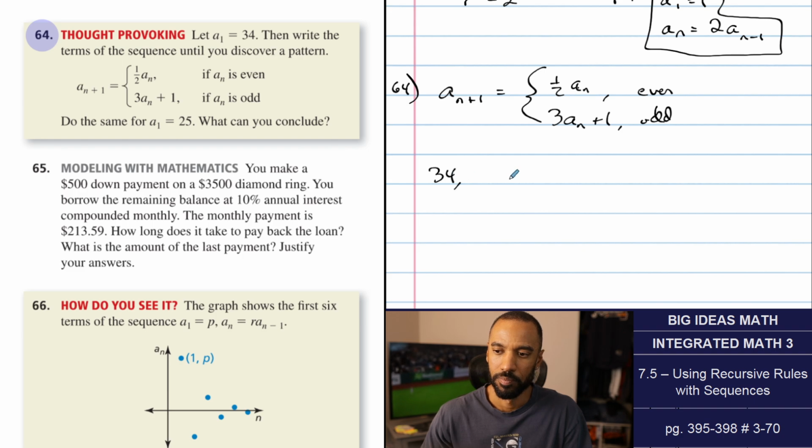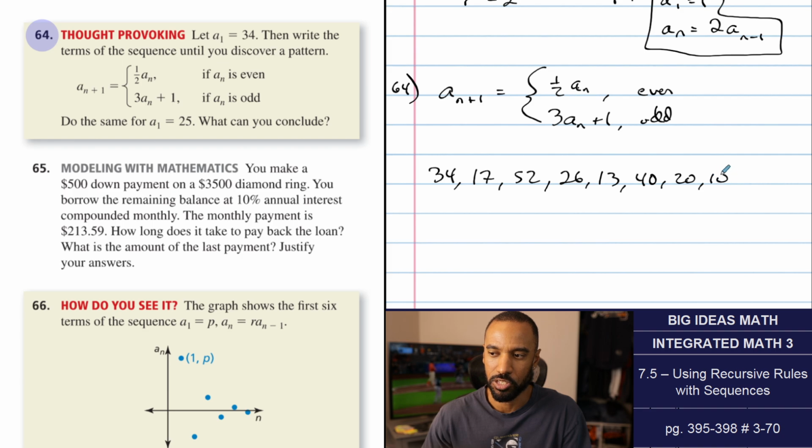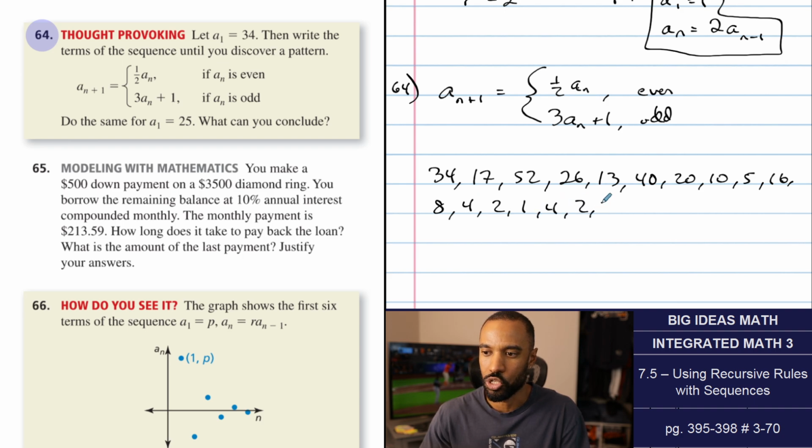So 34, half of it is 17. Now it's odd. We're going to triple it plus 1 to get 52. Half of it is 26. Half of it is 13. Triple it plus 1 is 40. Half of it is 20. Half of it is 10. Half of it is 5. Triple it plus 1 is 16. Half of it is 8, then 4, then 2, then 1. Triple it plus 1 is 4. And then 2 and 1, etc. It looks like it's going to repeat that the rest of the way.